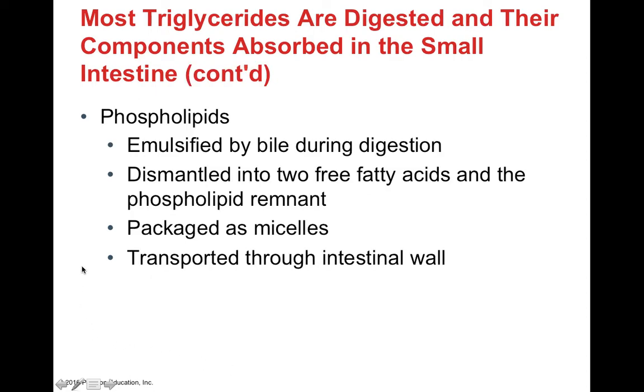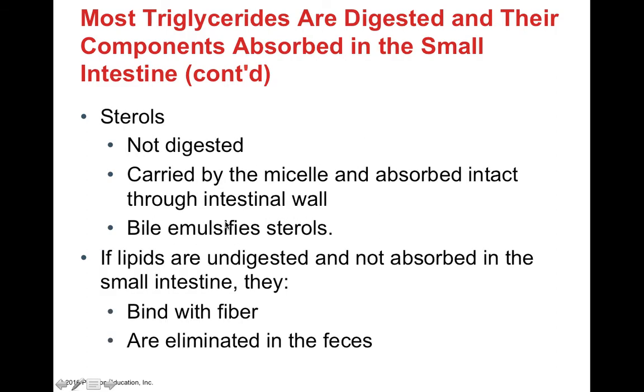So phospholipids, again, these are going to be the lipids that help surround the cell and make the cell membrane. They're going to be emulsified by bile. Again, the bile is going to come from the gallbladder, from the liver originally, during digestion. And then they're broken down into the phospholipid remnant and two free fatty acids and eventually packaged into those micelles to be transported through the intestinal wall.